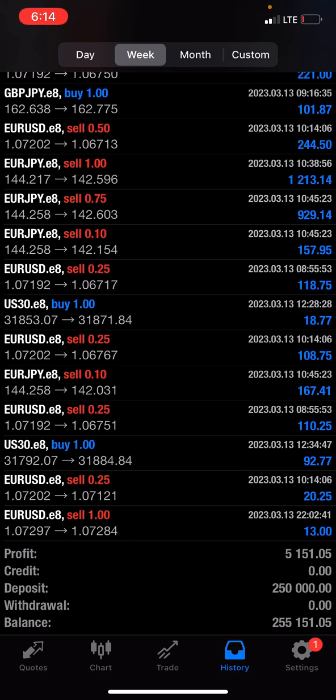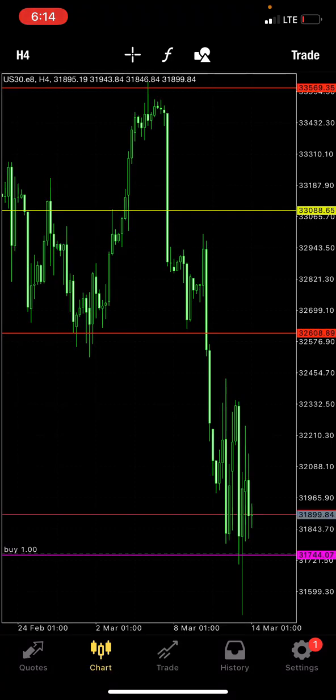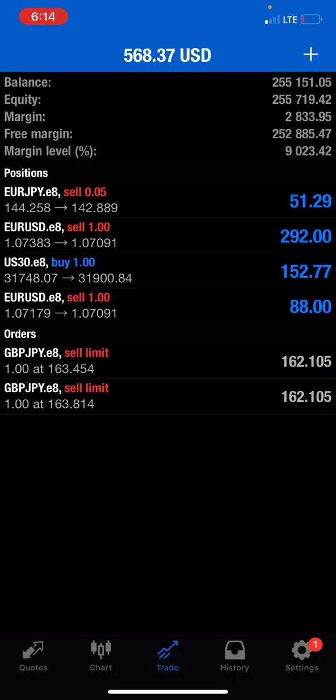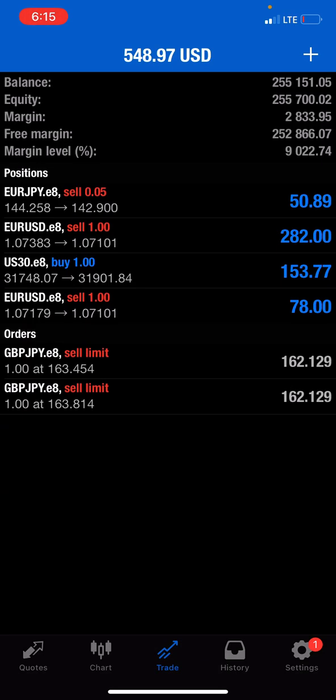And then US 30, I could potentially talk about that a little later, but for now, we're just going to leave it at the pending order GJ and the active open Euro USD.